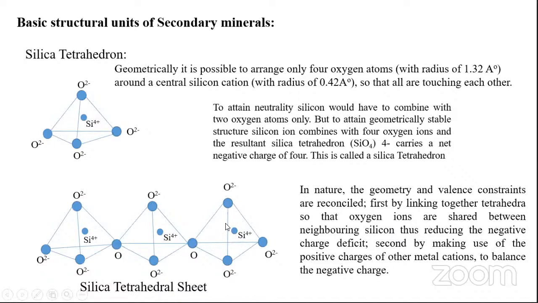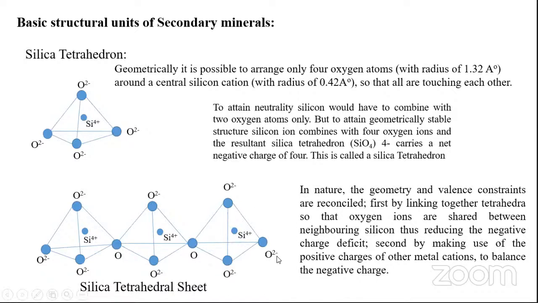To attain a completely consistent crystal lattice, what will it do? Adjacent tetrahedral units will share oxygen atoms from side to side. Ultimately they will attain neutrality, and you can see a silica tetrahedral sheet form. It will extend and continue like this.